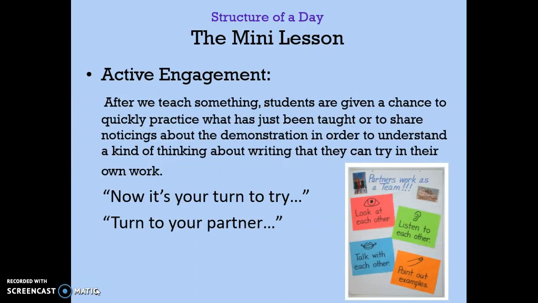And then the active engagement. So after you teach something, the students get the chance to quickly practice what has just been taught or to share things they notice about the demonstration in order to understand and think about writing that they can try in their own work. And so you say something like, now it's your turn to try, or turn to your partner, but this is providing an opportunity to actively engage while you're still in a structured setting in the mini lesson.